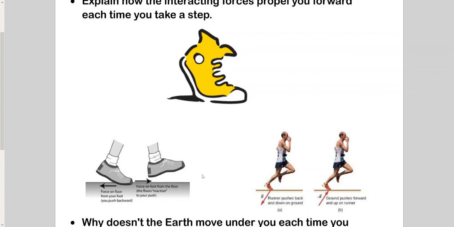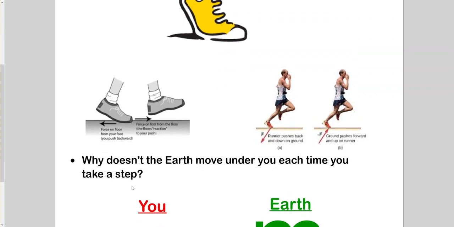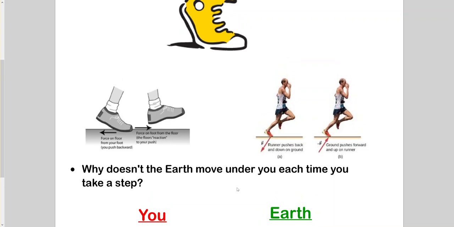So as weird as it is to think, it's not you pushing on the ground that makes you walk. It's not your applied force directly. It is the reaction force. It is the ground pushing, literally pushing you forward, that causes you to move forward. That is an action-reaction pair, and it explains how you move forward. So why doesn't the earth move under you each time you take a step, right? I mean, if I'm pushing on the earth, then shouldn't the earth also accelerate? The reaction force is causing me to accelerate, so why don't I cause the earth to accelerate?